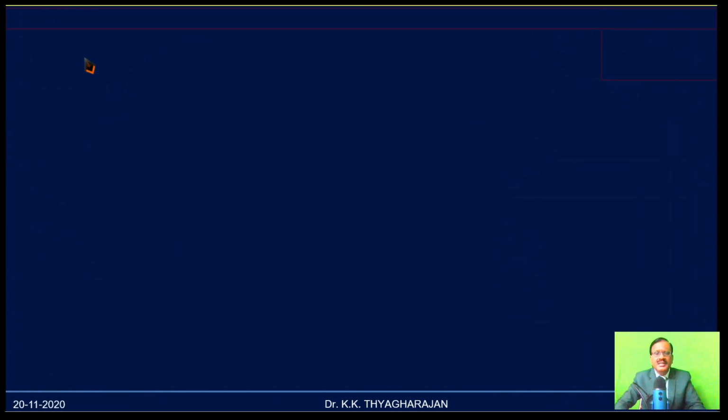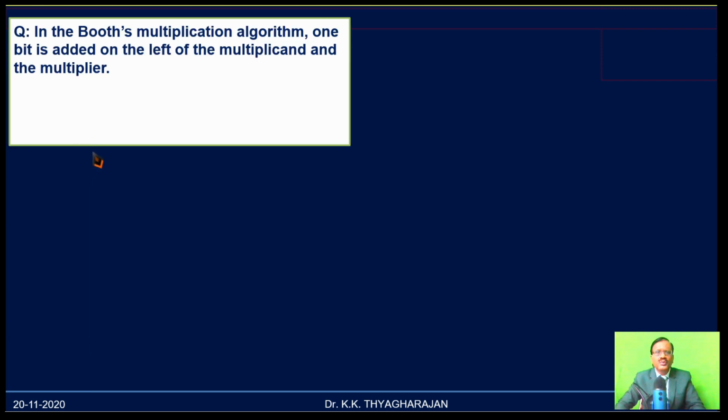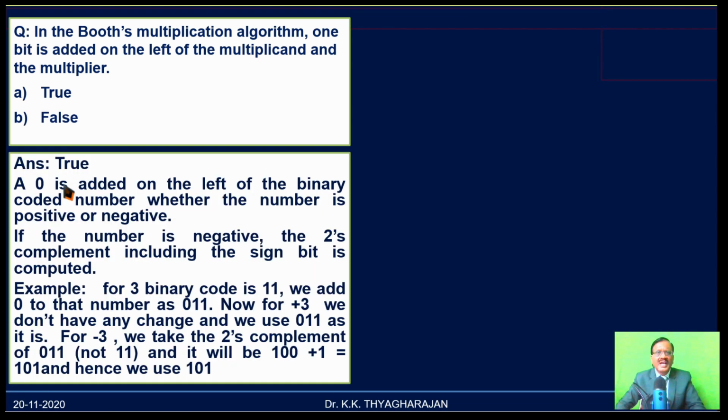Now let us see some more questions. In the Booth's multiplication algorithm, one bit is added on the left of the multiplicand and the multiplier. You have to say whether it is true or false. The answer is true. That means a 0 is added on the left of the binary coded number, whether the number is positive or negative. If the number is negative, then 2's complement including the sign bit is computed.